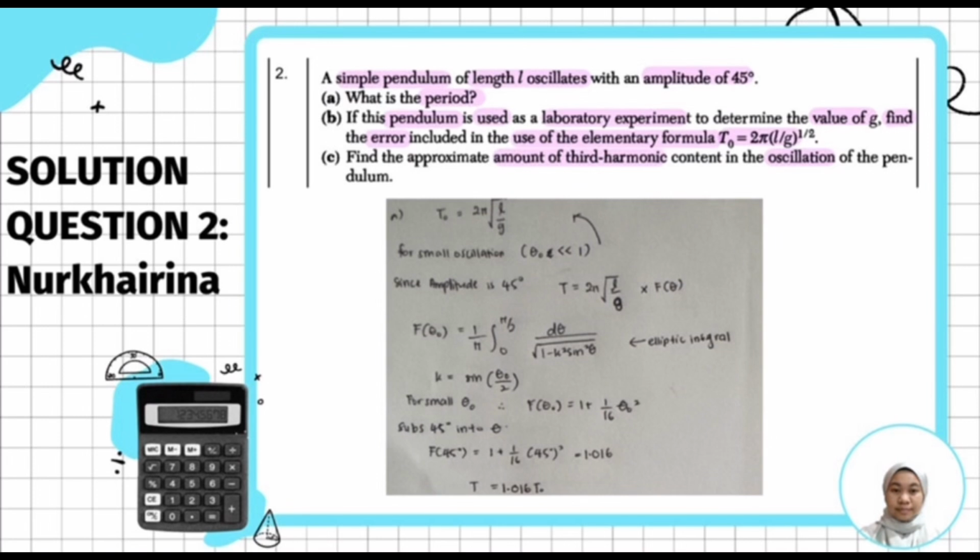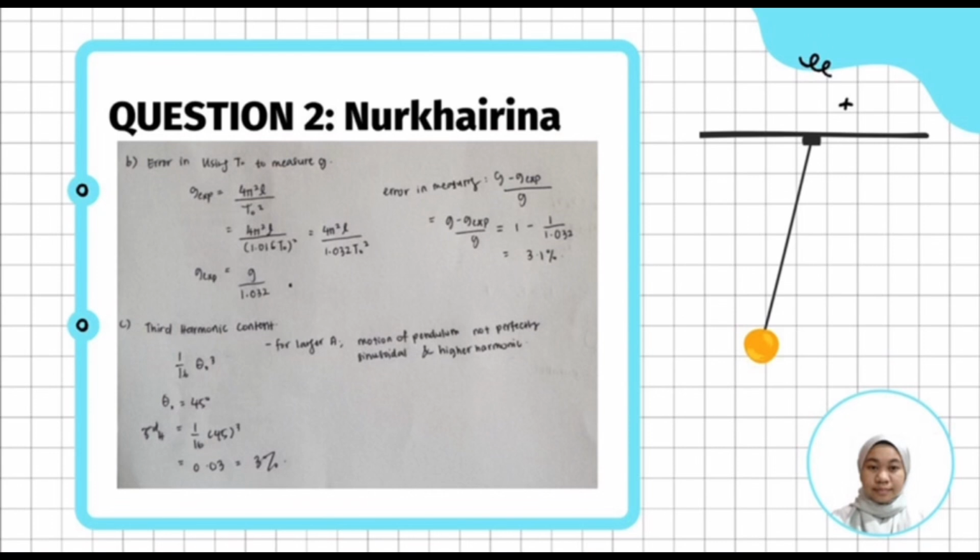For small theta naught, we use f of theta equal to 1 plus 1 over 16 theta naught squared. We substitute the 45 degrees into the equation and we get T equal to 1.016 T naught. Moving to the next slide, this is the solution for B and C.